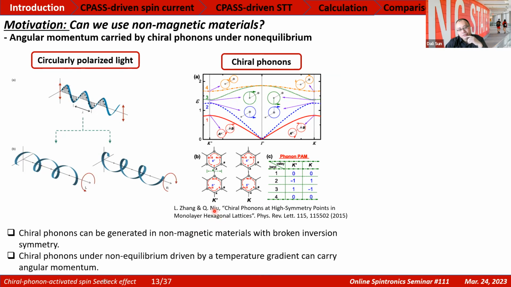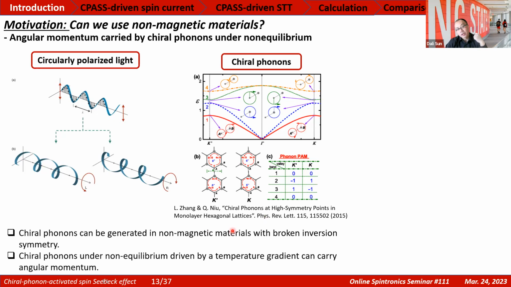This chiral-phonon was first predicted by Li Fa, one of our co-authors, and Chen Yu in the PRL paper back in 2015. They predicted the chiral-phonons in 2D materials, in the hexagonal lattice, right? And then you can see the chiral-phonon can contain angular momentum.